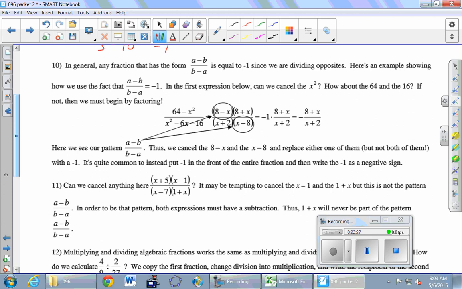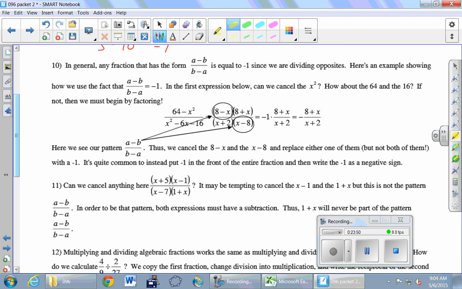Subtraction. Has to be a subtraction. So it's 2 things subtracted on top, exactly the same 2 things subtracted on the bottom, but in the other order. That's the pattern. A minus b over b minus a. And so the x minus 8 and the 8 minus x, they cancel, but they don't just cancel completely. They cancel and become what number? Negative 1. That's how they cancel.